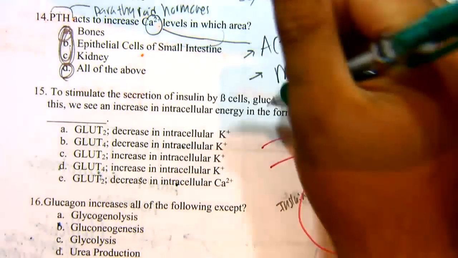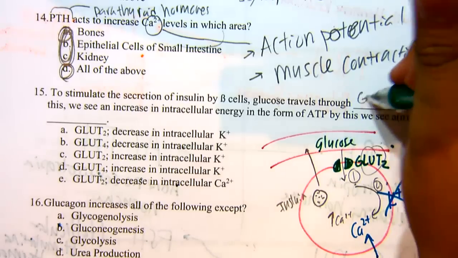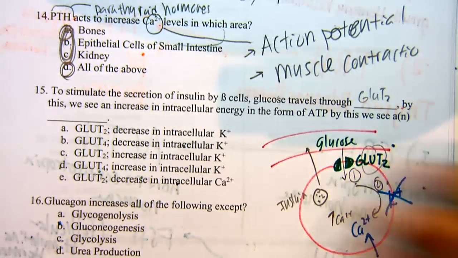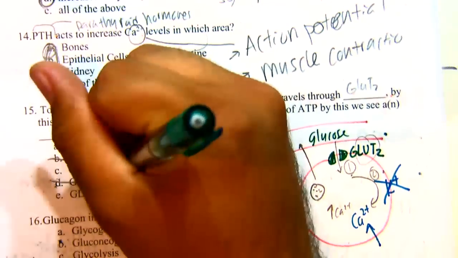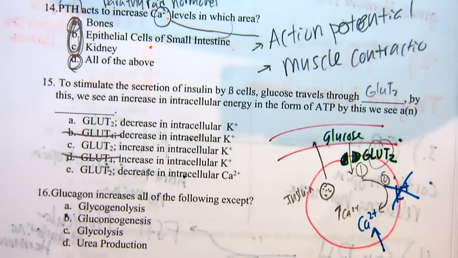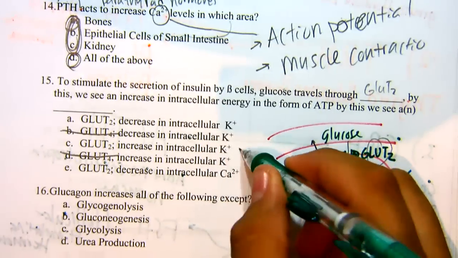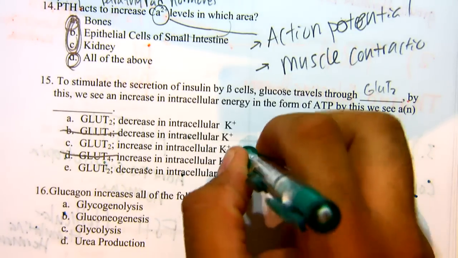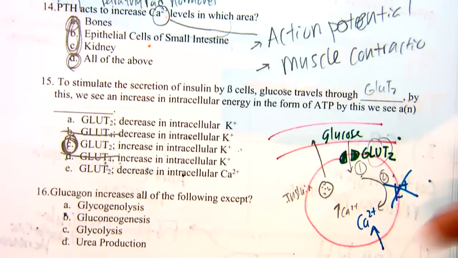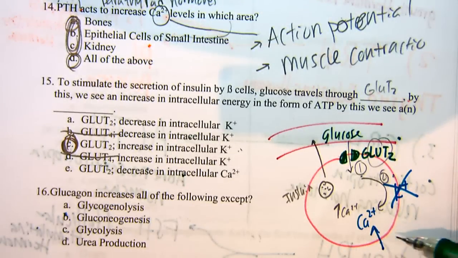Okay, so glucose will travel through the GLUT2 receptors. We see an increase in intracellular energy in the form of ATP. By this, we see an increase in intracellular potassium. Right, because potassium can't leave the cell, so it's going to stay high. Yeah?